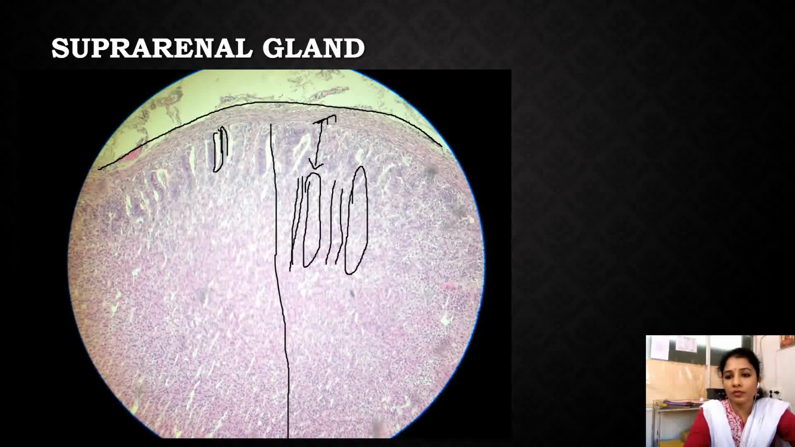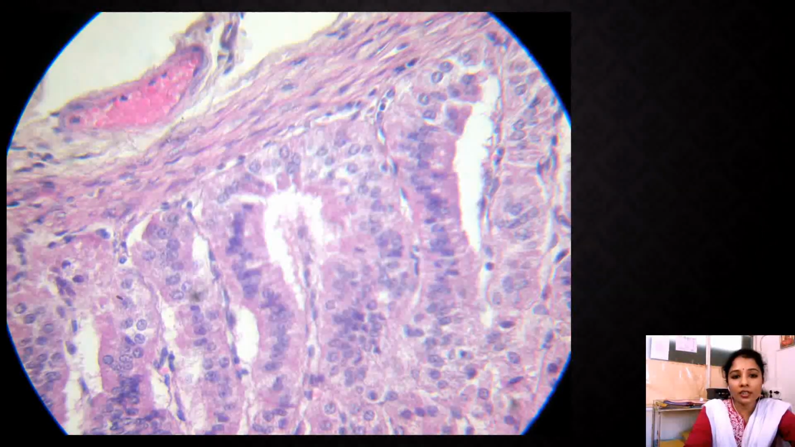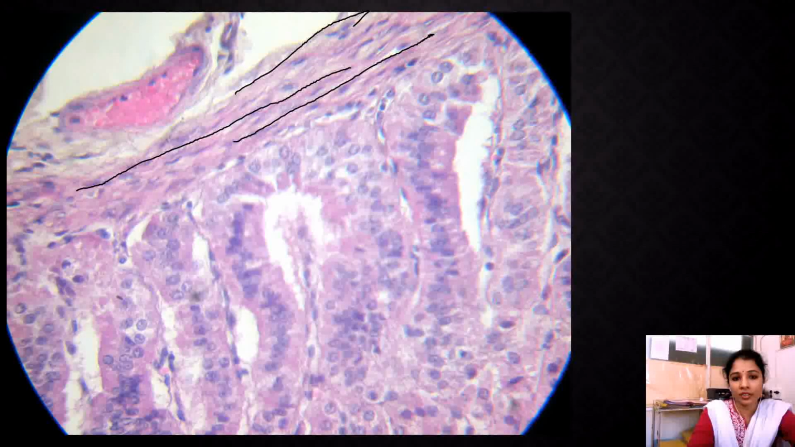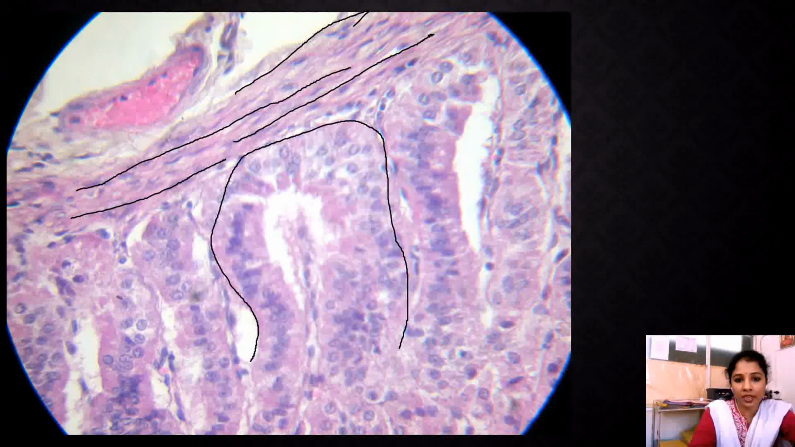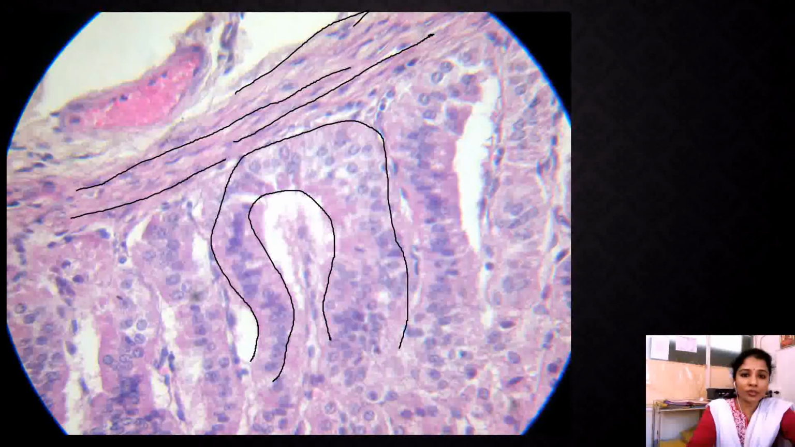So let's see the closer view. So here is the capsule, the outer part. We can see the capsule of the suprarenal gland. We can see the connective tissue covering the suprarenal gland, which is nothing but the capsule. And we can very well appreciate the cells are arranged in the form of inverted U like. I am drawing the boundaries of it. Inverted U like, and this is called zona glomerulosa. So zona glomerulosa makes 1/5 of the cortex, and they produce mineralocorticoids.